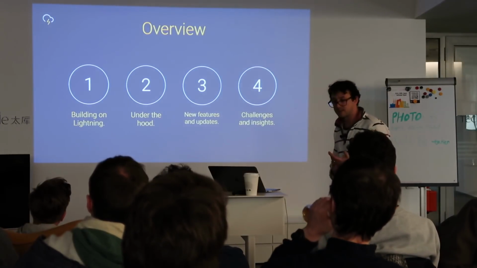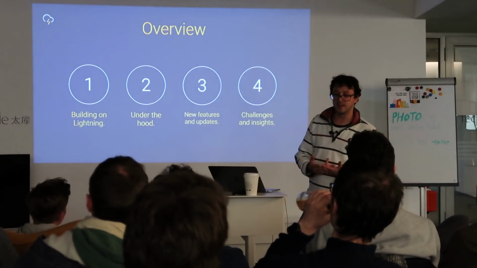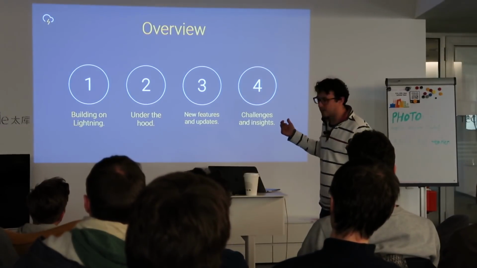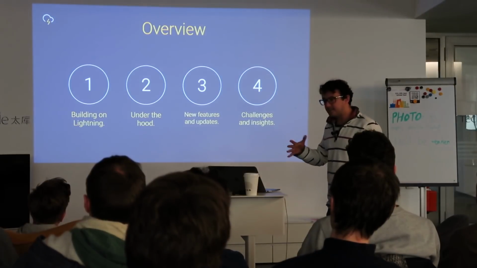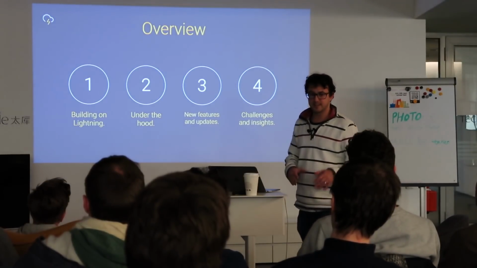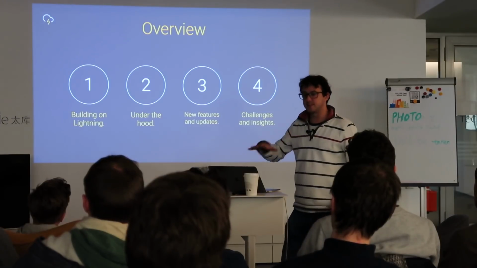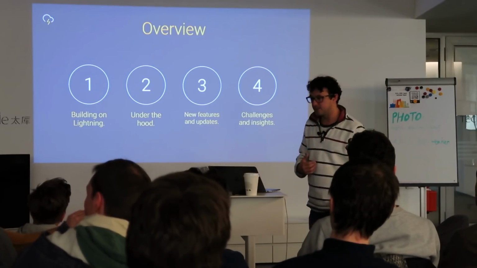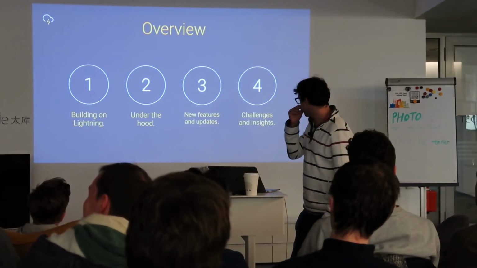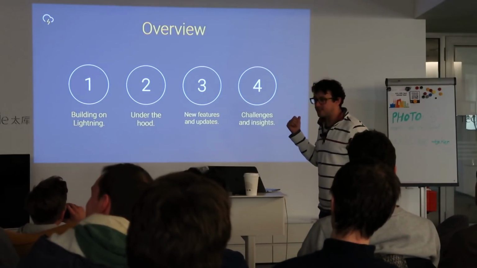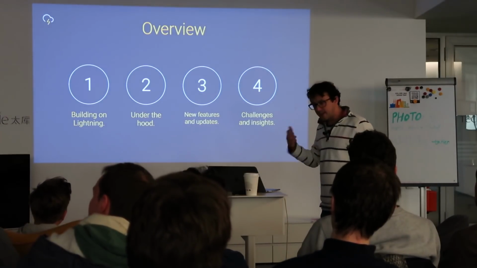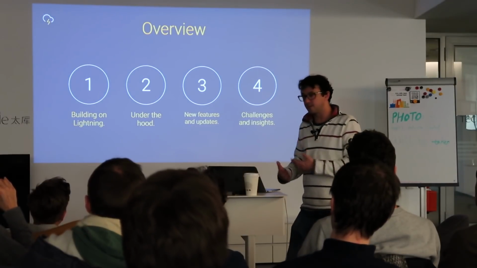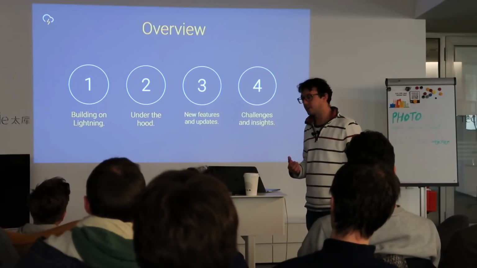So I want to take you through a couple of different things. First, I want to talk a little bit about my experience of building on Lightning and what I found is involved in that. Then I'm going to take a bit of a look under the hood of Zap. I'm going to get a little technical, but I'm not going to be showing code samples or anything like that. I want to give you a sense of how it's interacting with Lightning, what the communication stream is like, and what we're doing underneath the interface that you see. I'm going to show you some of the new features we've been working on. And then I want to touch on some of the challenges I've faced and some of the insights I've got from working on this stuff over the last few months.